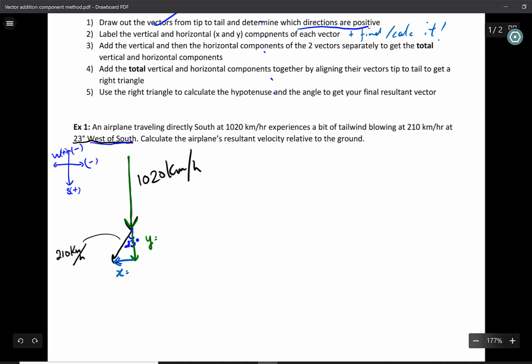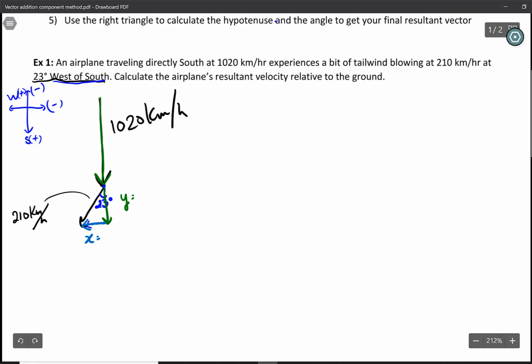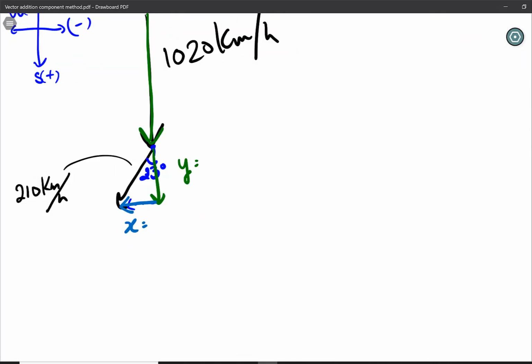Okay, so you need to calculate it out, otherwise we can't do the next step. Okay, so let's do this particular vector, the wind. So let's start with the y. The y is adjacent to our angle of 23 degrees, and we know the hypotenuse, meaning we're going to use cosine.